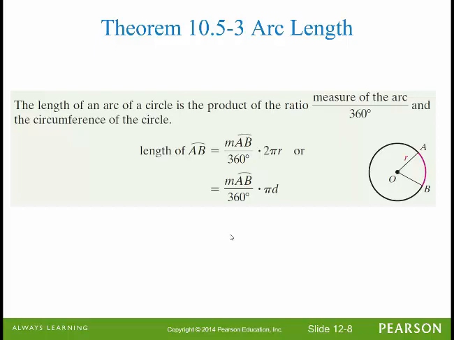Here's a theorem for arc length. The length of an arc, which is different than arc measure, I know that seems weird, but the length of an arc of a circle is the product of the ratio of the measure of the arc, which is the angle, divided by 360 degrees, and the circumference of the circle. So the length of this arc AB is equal to the measure of this angle divided by 360 degrees times 2 pi r, or the same thing, pi times the diameter. Same thing there.